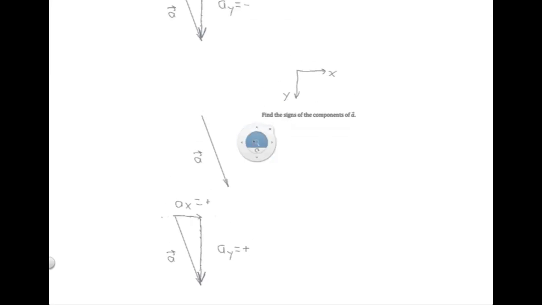So you can compare these two examples. They were quite similar, but we changed our positive direction for the y-axis. So in both cases, the y component was down. But in this case, down was our negative direction. And in this case, down was our positive direction. So that changed the sign on the component. So the signs of the components depend on the positive directions that you choose with your axes.